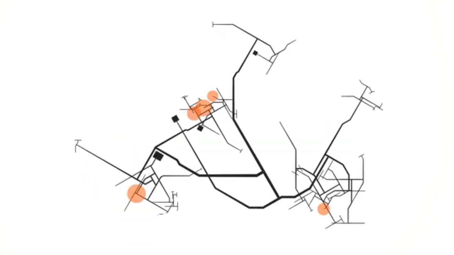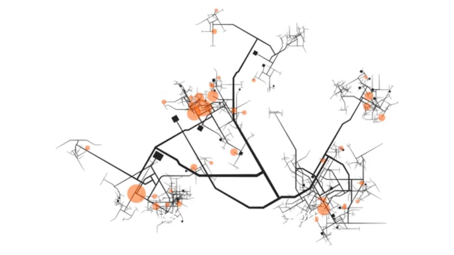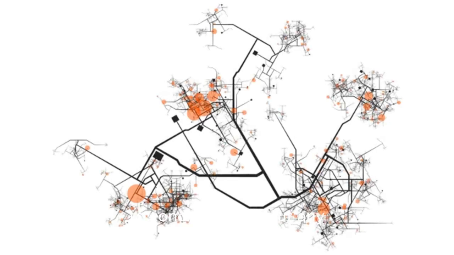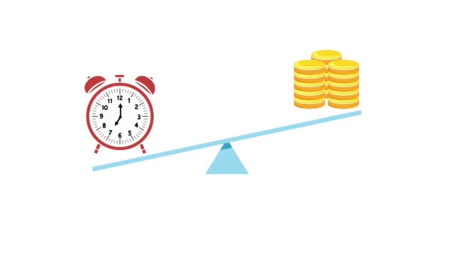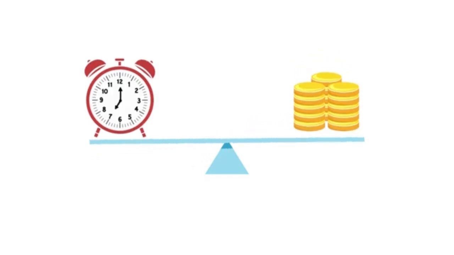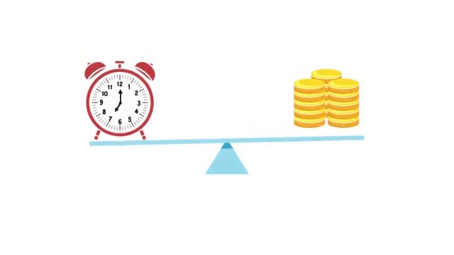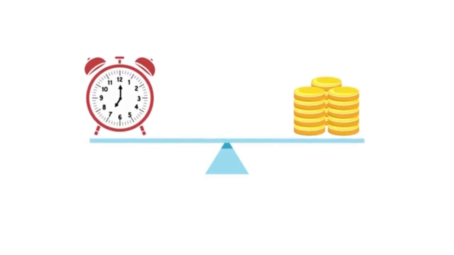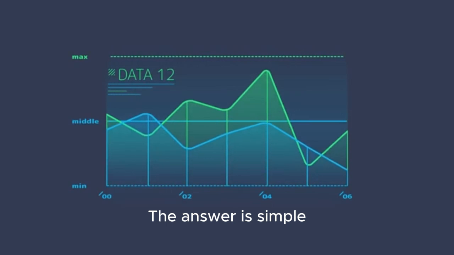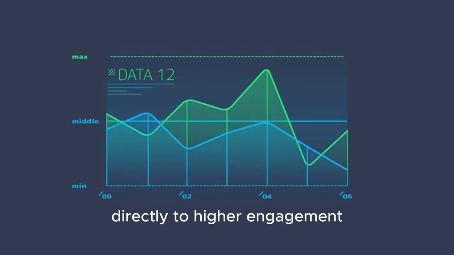It's all about maintaining that logical progression and making sure your article flows from introduction to conclusion without any jarring jumps. So, why does all of this matter? Why should you spend this extra time optimizing your long-form content for readability? The answer is simple. Better readability leads directly to higher engagement.